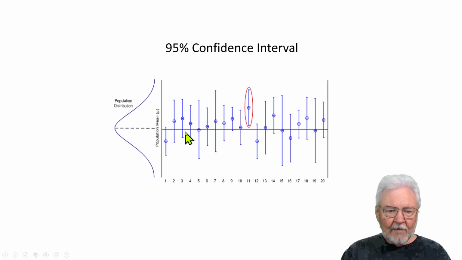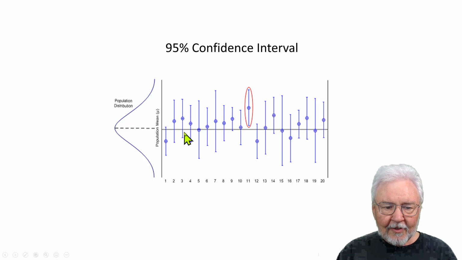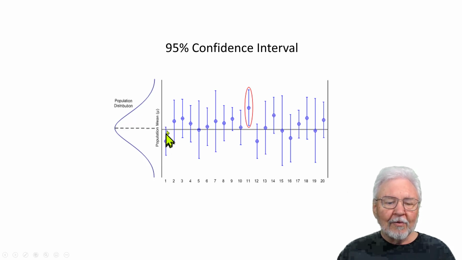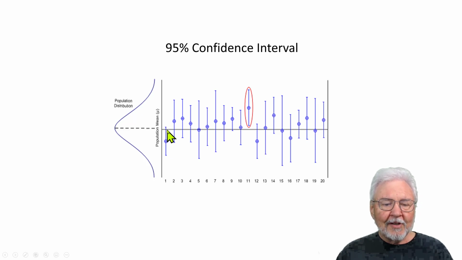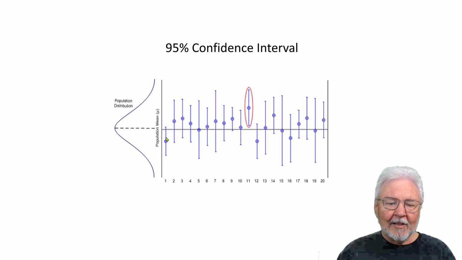Now, it's important to point out that we don't say that the truth falls between the upper and lower confidence interval 95% of the time. We say that the confidence interval overlaps the truth 95% of the time. It's kind of a semantic differentiation that's maybe a little difficult to grasp at first.